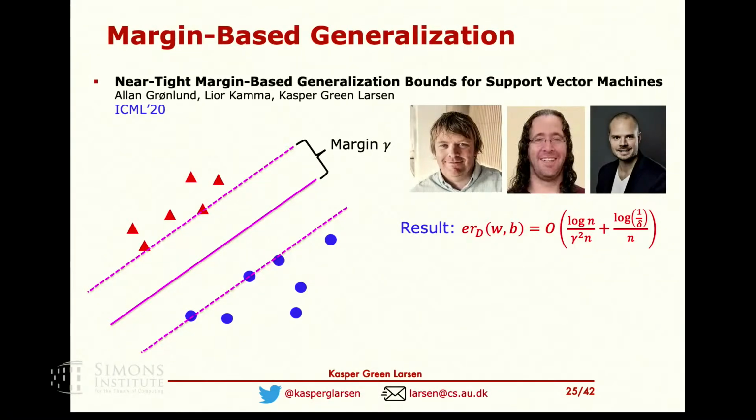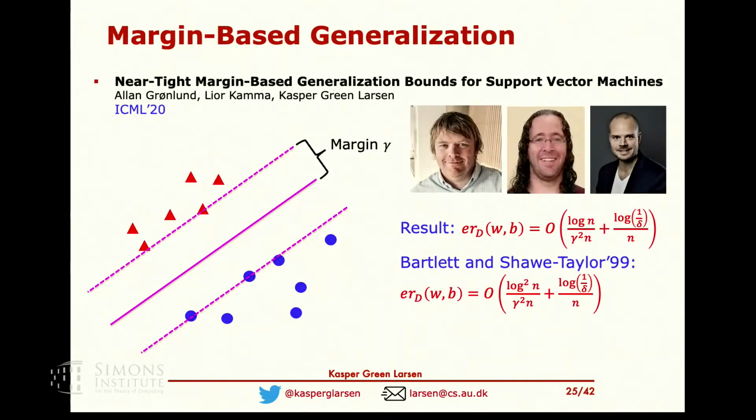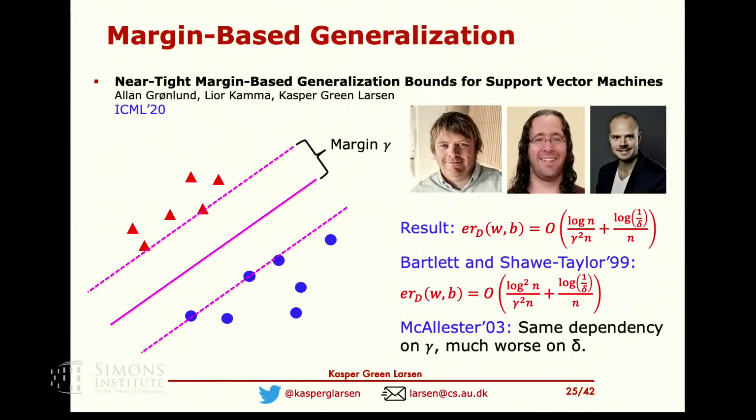So the result is an improved bound on the generalization error you get if you train a large margin separating hyperplane. Now, maybe you don't remember from the previous slide. It's a log factor better in the first term. It has the optimal dependency on delta here. And there was also this alternative bound that matched this one in the first term, but had a much worse dependency on delta. So it's an improvement, or the best of both in some sense.